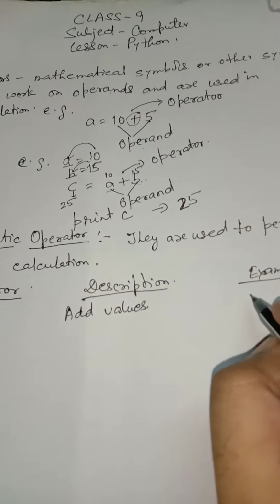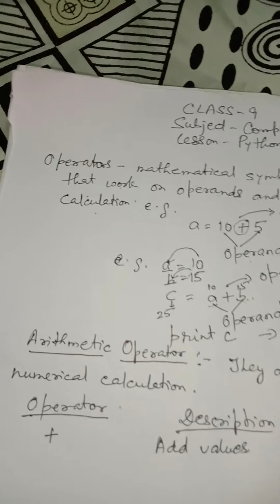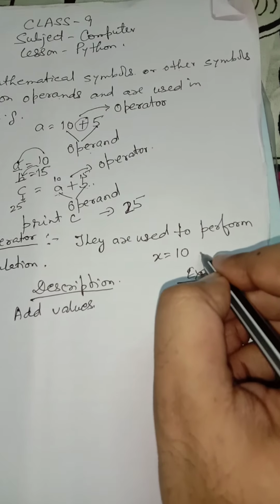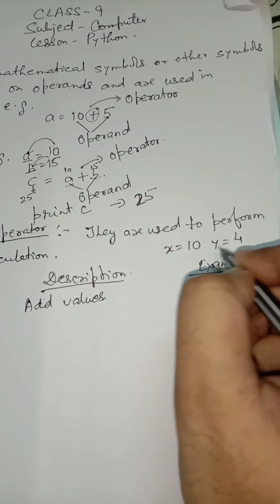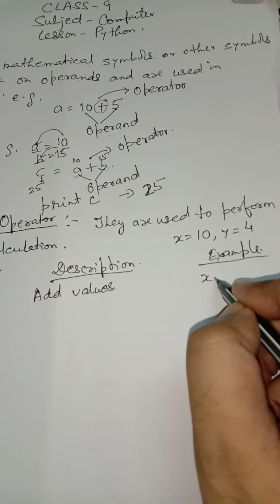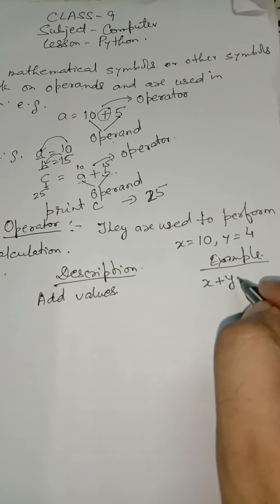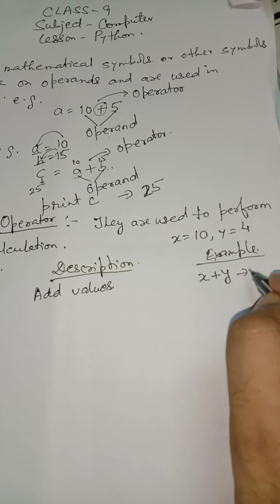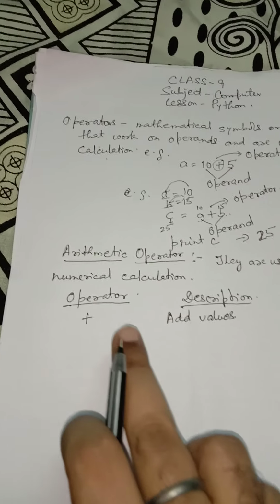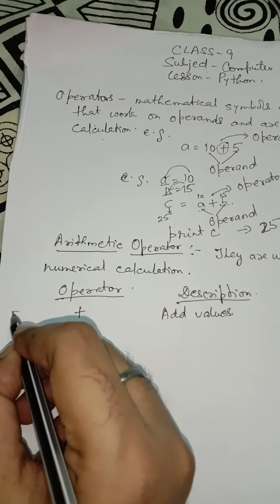Example, say x is equal to 10 and y is equal to 4. If I write x plus y, then the output will be 14. So this is the first arithmetic operator.